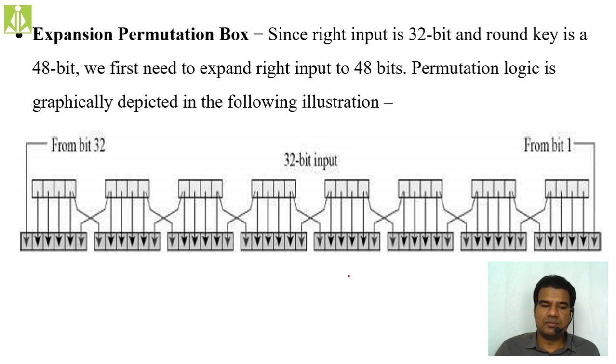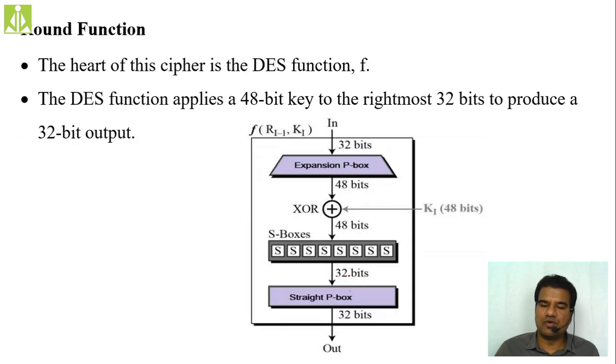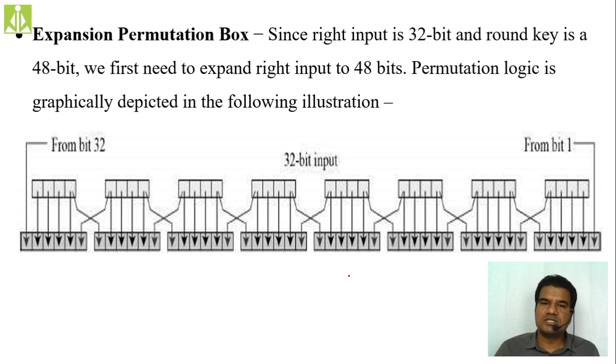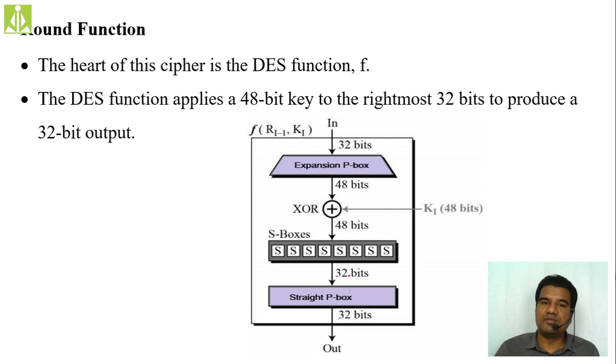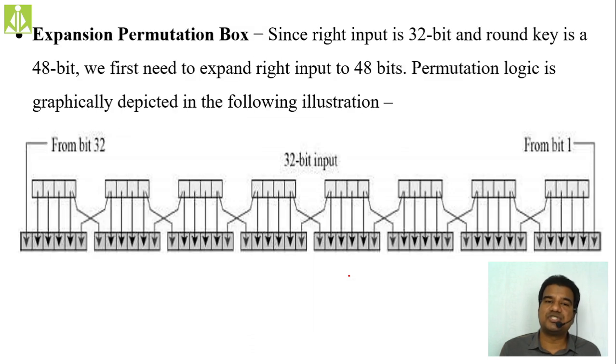So this expansion permutation box will convert your 32-bit input into a 48-bit input, because our key size is 48 bits and we need something 48-bit in order to perform the XOR operation. With a 32-bit plain text and a 48-bit key, we cannot apply the XOR operation. In order to apply the XOR operation, we need an equal number of bits. That is the reason why the 32-bit plain text we are expanding into a 48-bit input with the help of this expansion permutation box.